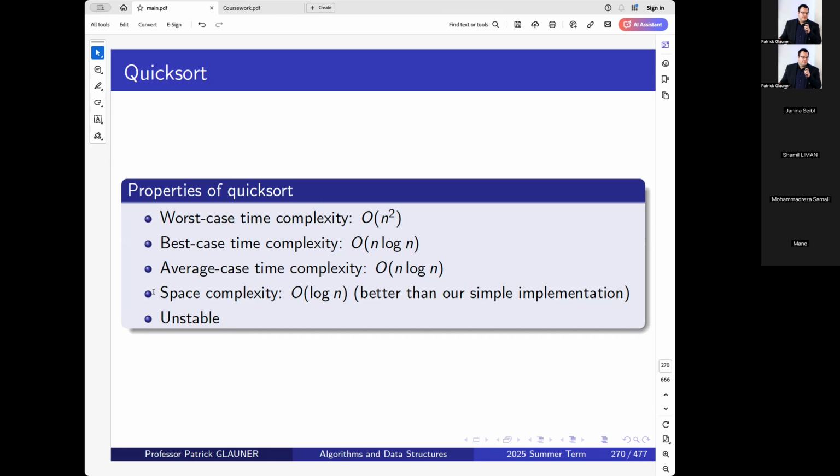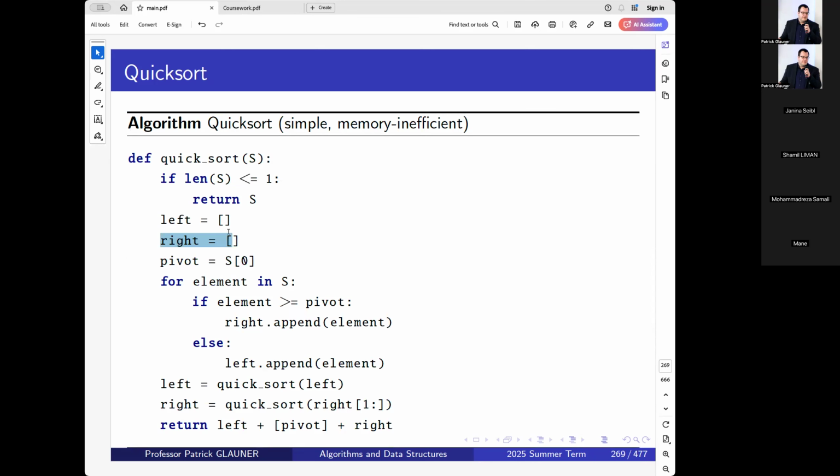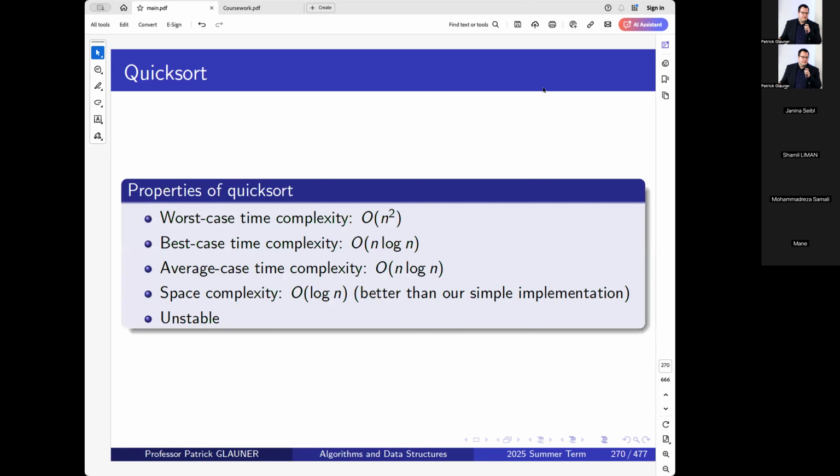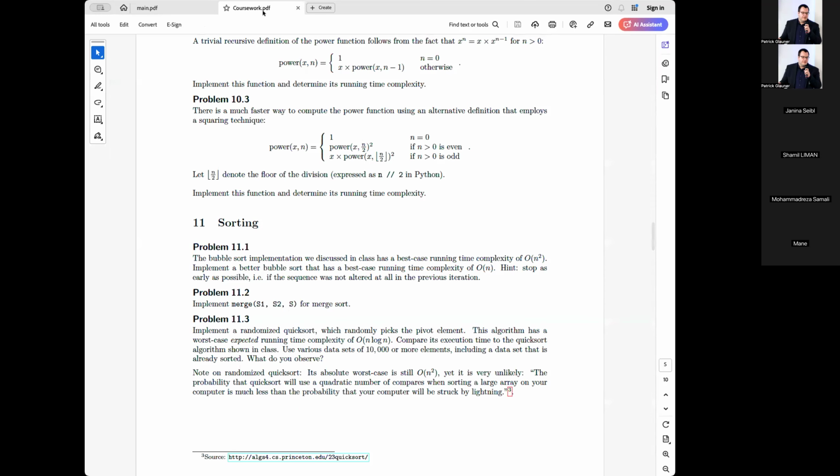But our implementation here is not that great because we create these helper lists and we keep resizing them. But this just shows you the essence of quicksort in a very simple way. But still, quicksort is O of n squared and not O of n log n, even though this O of n squared appears rarely.